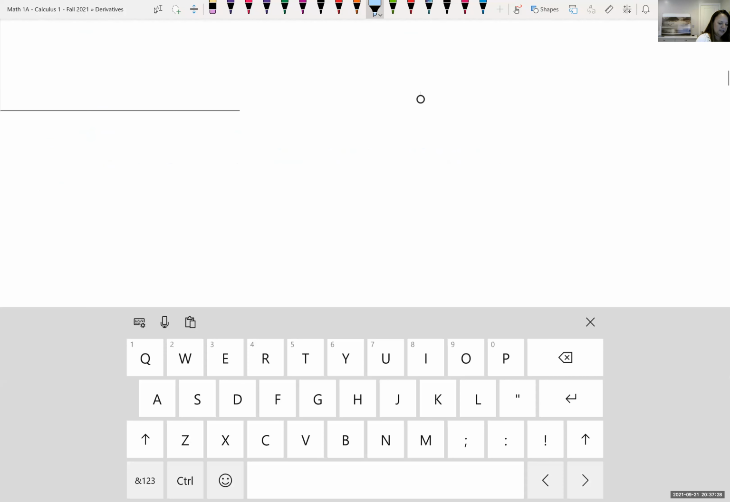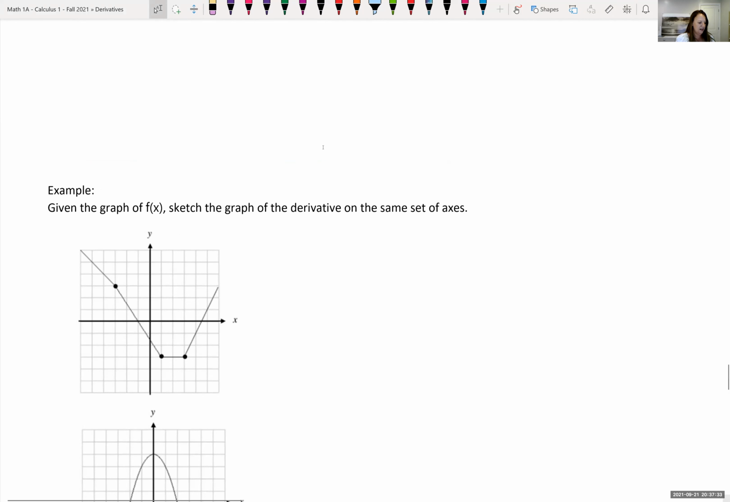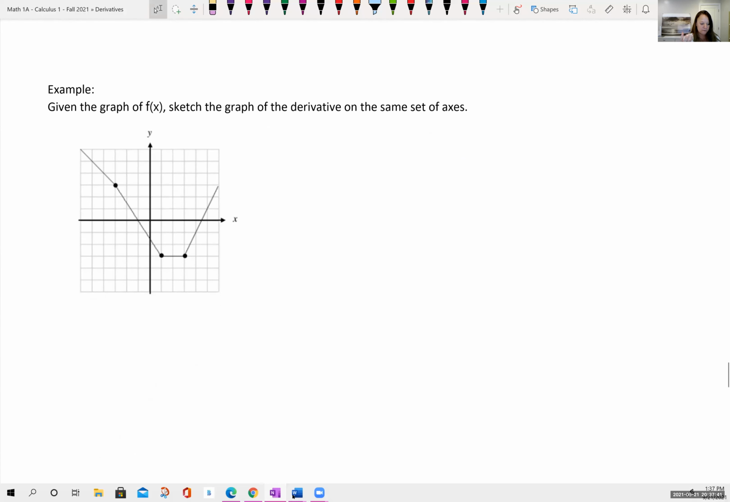Okay, so let's say you're given the following graph, and that's the graph of f of x. When you're doing the homework, just make sure you look to see: are they giving you the graph of the original function, or the graph of the derivative function? This one is given the graph of f of x. We want to sketch the graph of the derivative function on the same set of axes.